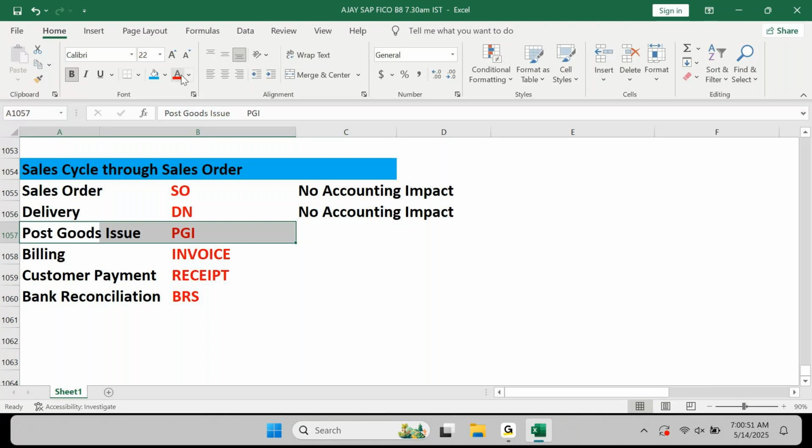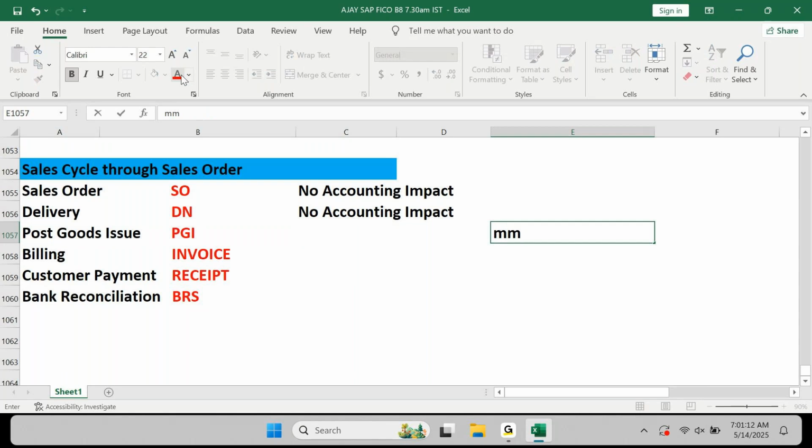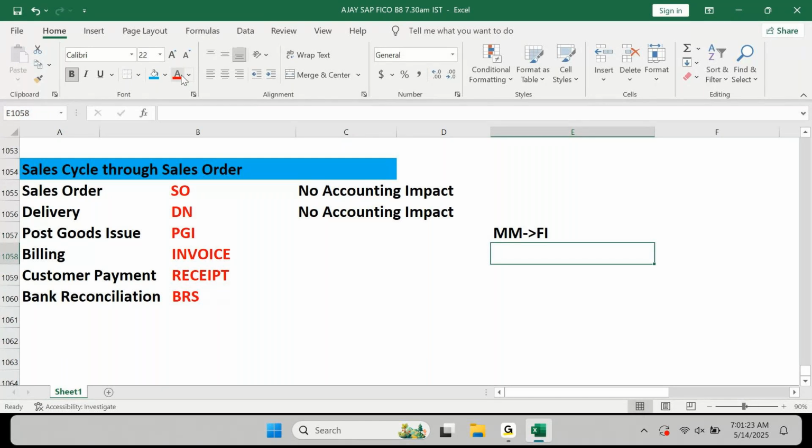Now, in this case, this particular step, post goods issue, is it coming from the FI side, or from the MM side, or from the SD side? MM side. It is coming from the MM side. Is this having any accounting impact? Yes. Now, can we say this is coming from MM to FI? Can I say this is FI MM integration? Yes, sir.